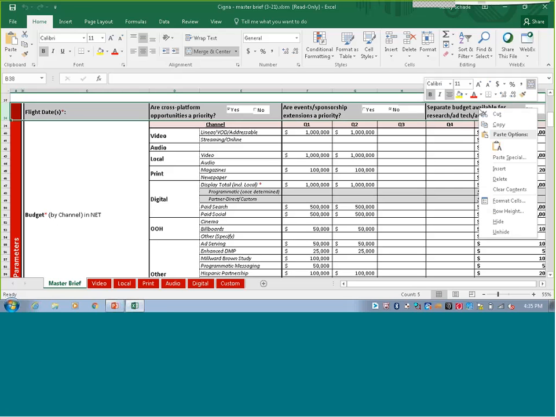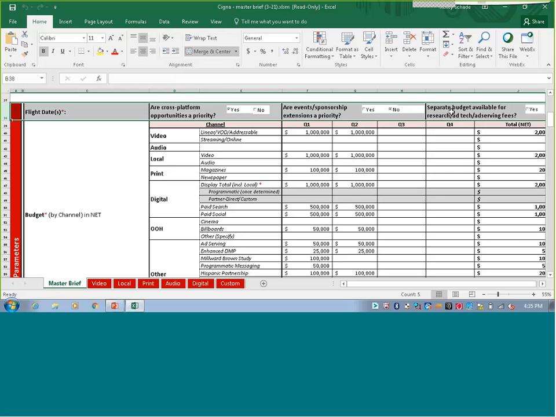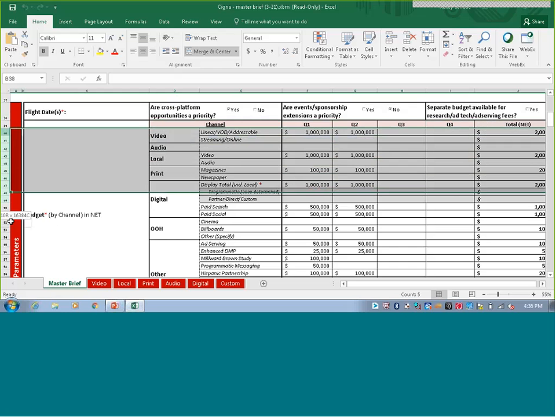Another important one here is the separate budget available for research or ad tech. This is an important one for our digital leads, especially because they need to understand, is there a separate budget for ad serving, for example, or does it have to be funded within the budget that they're provided? Again, it really just comes down to just smart and effective communication, right? You don't want to have those budget surprises after plans are developed.